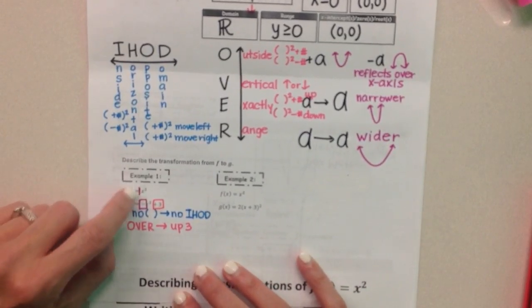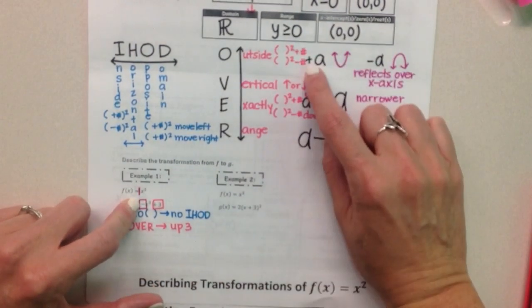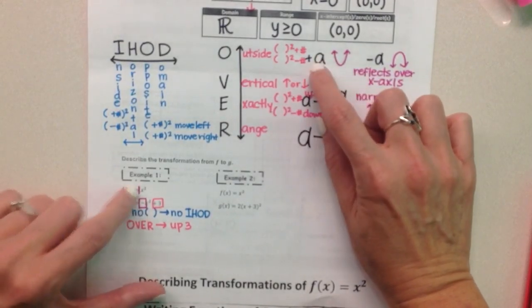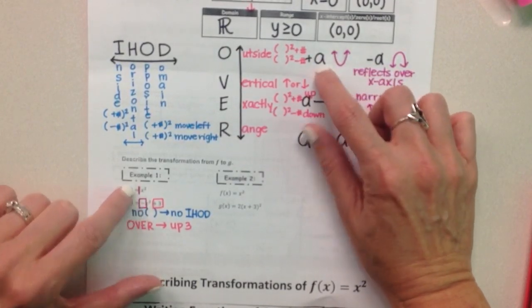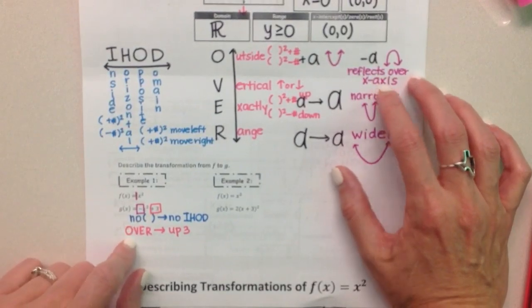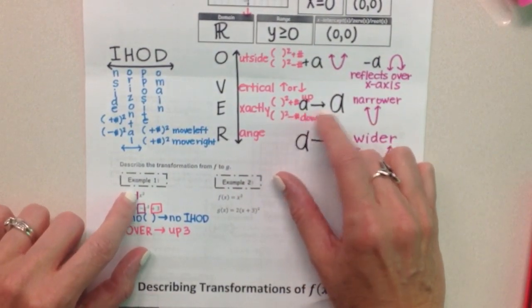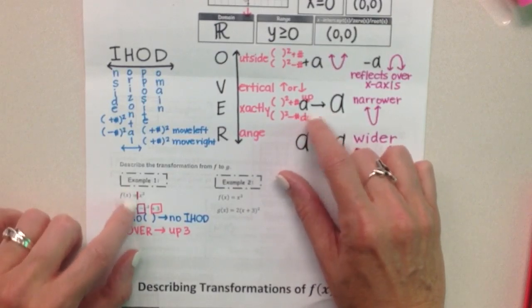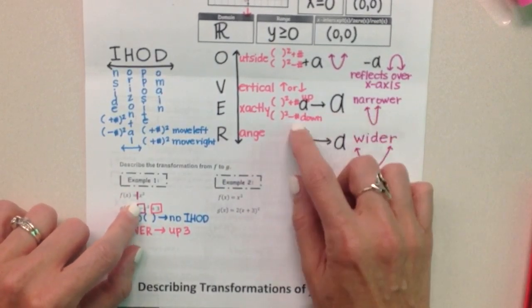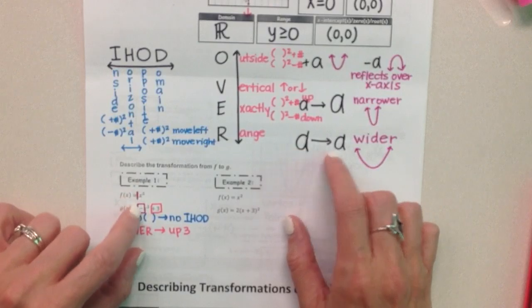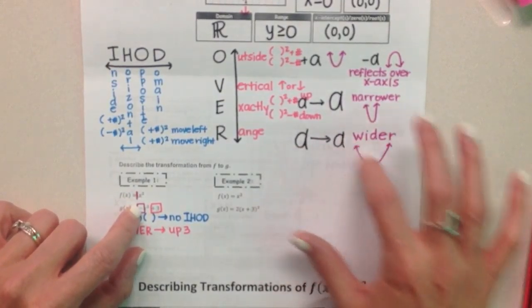Okay, so looking at the A coefficient, we're going to look at this in two parts. If there's a sign change, so it goes from positive to negative or negative to positive, you know that there is a reflection over the x-axis. If your A coefficient gets bigger, so it starts at a number and it gets bigger, you know it's going to get narrower. If it starts at a bigger number and goes to a smaller number, it's going to cause your parabola to get wider.